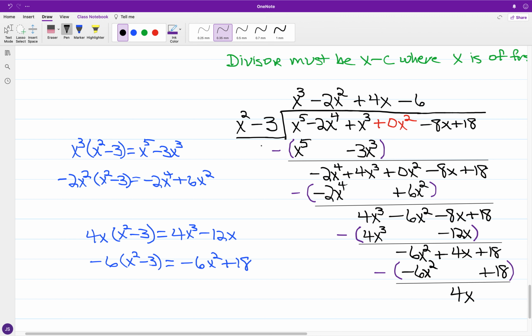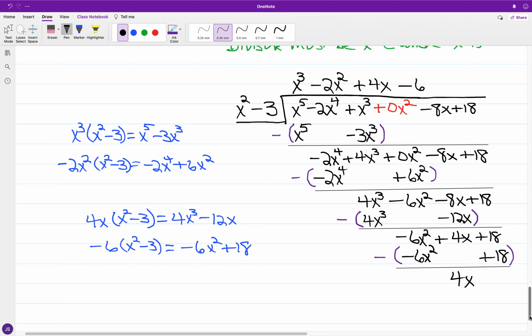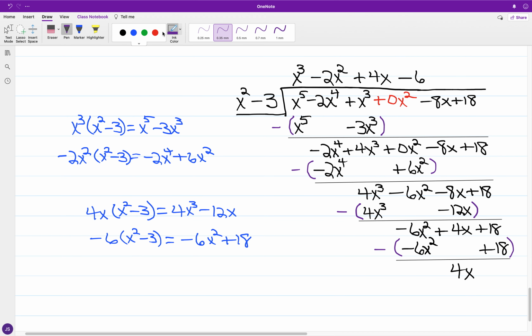And guess what? I cannot take x squared directly into 4x since x squared is higher in degree than 4x. So what is going to happen is that the quotient is going to be the resulting top line. So you have x cubed minus 2x squared plus 4x minus 6. And the remainder is no longer a constant. Instead, it is this variable term, which is 4x.